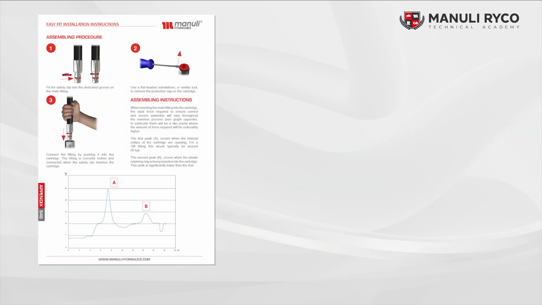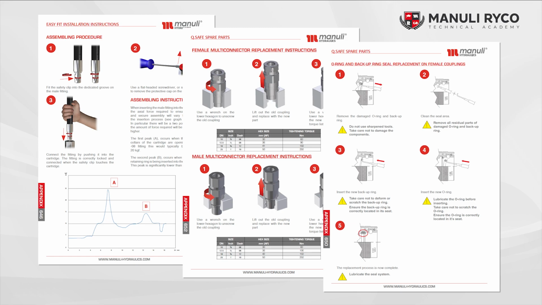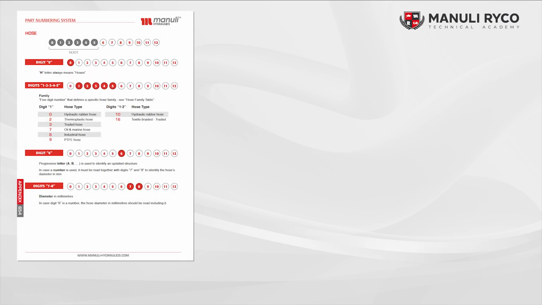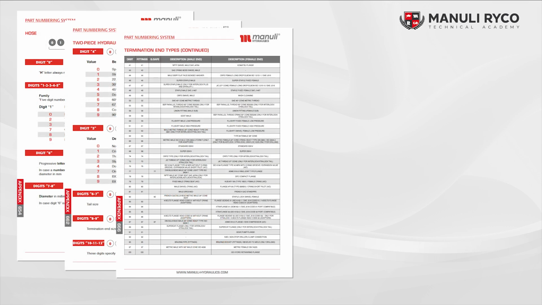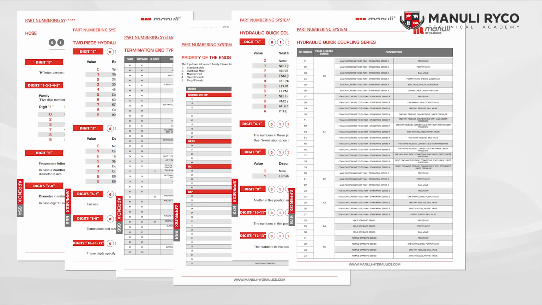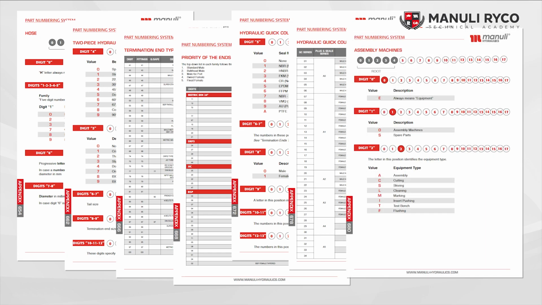The next few sections deal with the various installation and maintenance techniques required for specific Manuli Hydraulics parts. These range from simple fitting of accessories to detailed instructions for part replacement and maintenance. The part numbering system section provides a detailed breakdown of how Manuli part numbers for hoses, fittings, quick couplings, machines and accessories are generated.